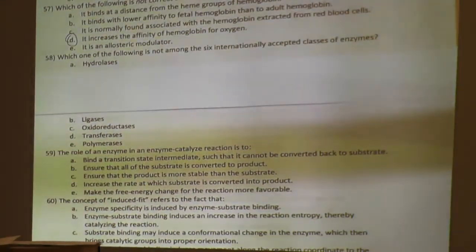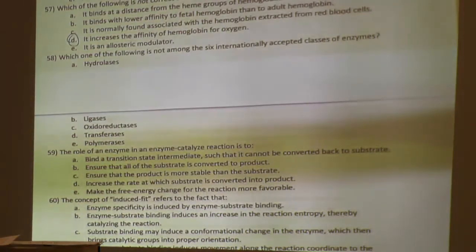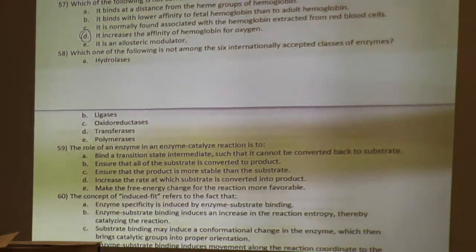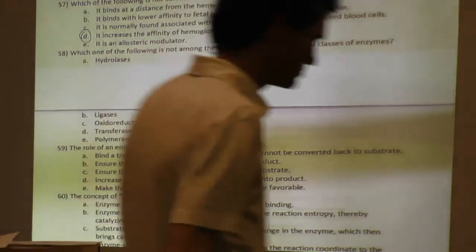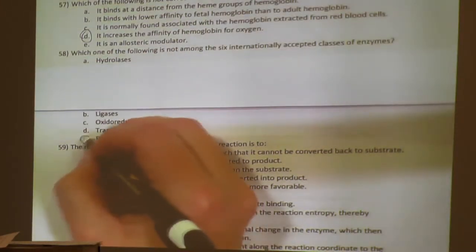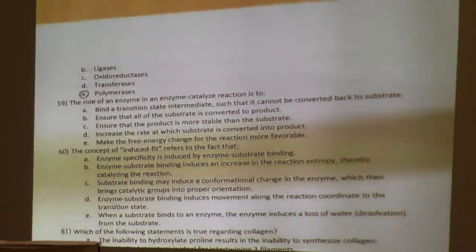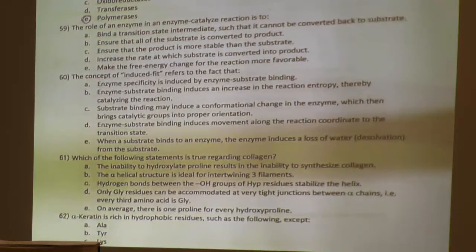All right, we're on to number 58. Which one of the following is not among the 6 internationally accepted classes of enzymes? Polymerases are not an internationally accepted class of enzyme. I believe she has a list in the PowerPoint for that chapter, and it's probably in the book as well.